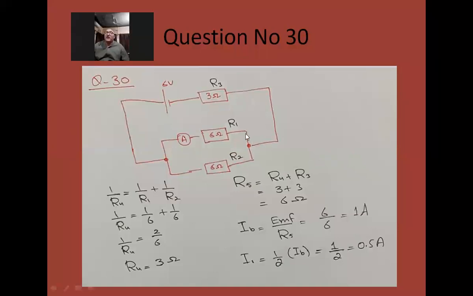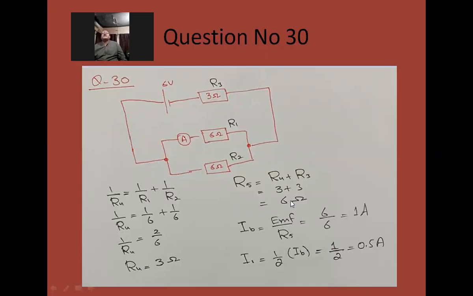First of all, for R1 and R2, I will find their equivalent resistance. 1 by R4 will be equal to 1 by R1 plus 1 by R2, so 1 by R4 will be equal to 1 by 6 plus 1 by 6. So 1 by R4 will be 2 by 6, and it will be 1 by 3 after cutting. So R4 will be equal to 3 ohm. The combined resistance of these two will be 3 ohm. Now this 3 ohm and this 3 ohm are connected in series with each other.